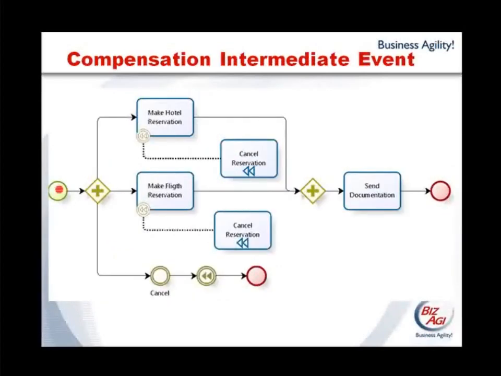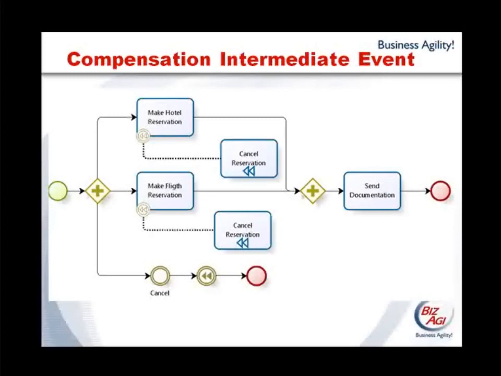The compensation intermediate event can also be used within the sequence flow, indicating that a compensation will be thrown, in which case the interior of the icon will be filled. When the compensation message is sent, all the activities that have a compensation intermediate event on their boundary will be compensated. That is to say that compensations are not only used in transaction sub-processes.